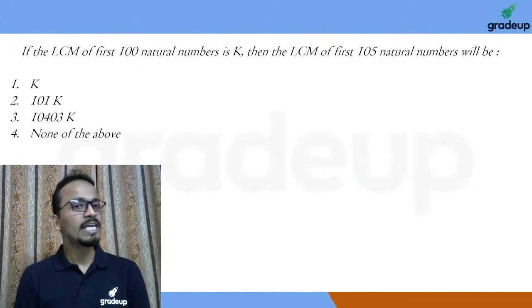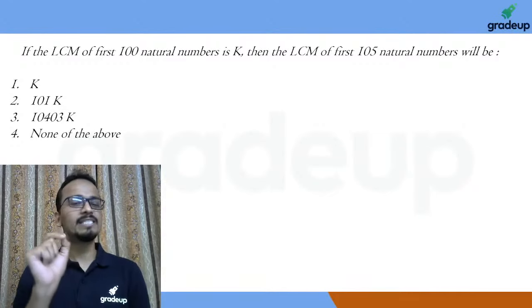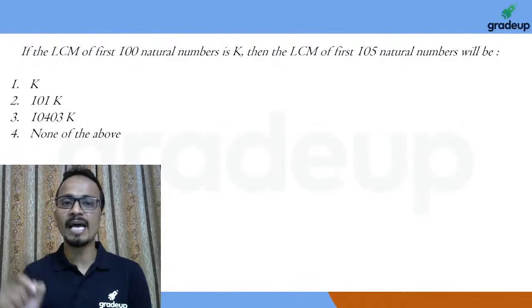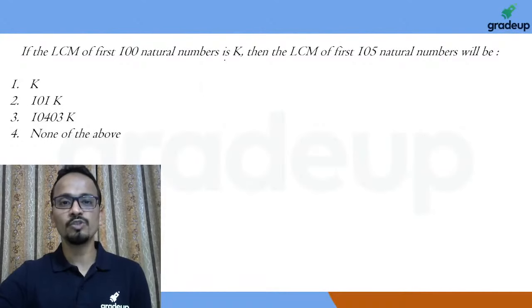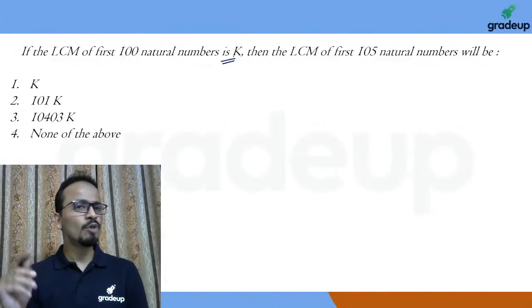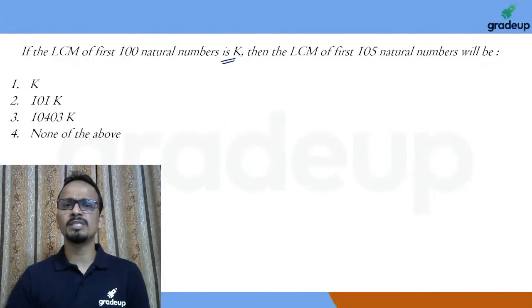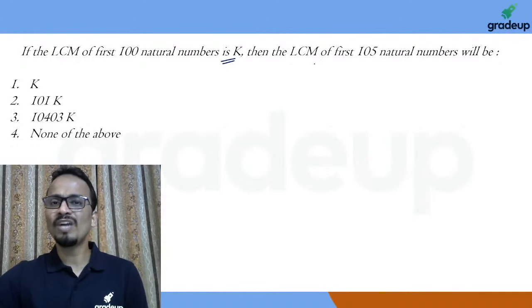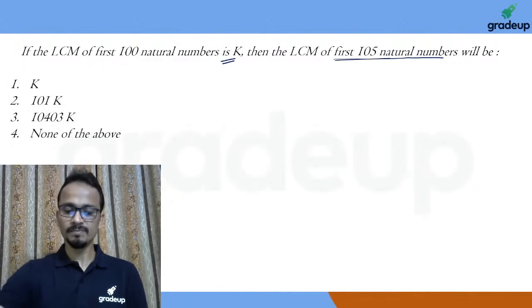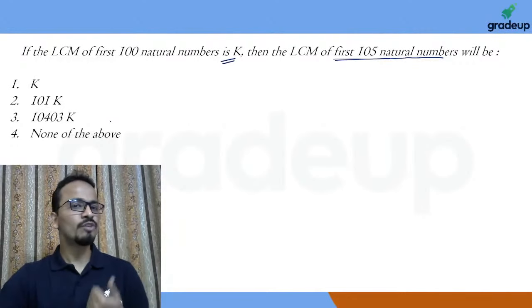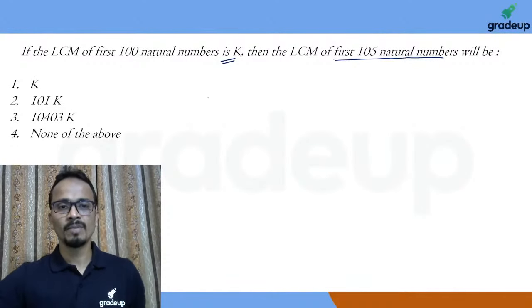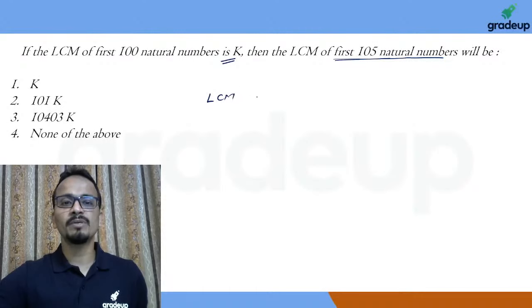Now the question says that if the least common multiple, LCM, of the first 100 natural numbers is equal to k, then what will be the LCM of the first 105 natural numbers? Now you have to write this value in terms of k only. Okay, so the LCM of the numbers from 1 to 100 is given as k.